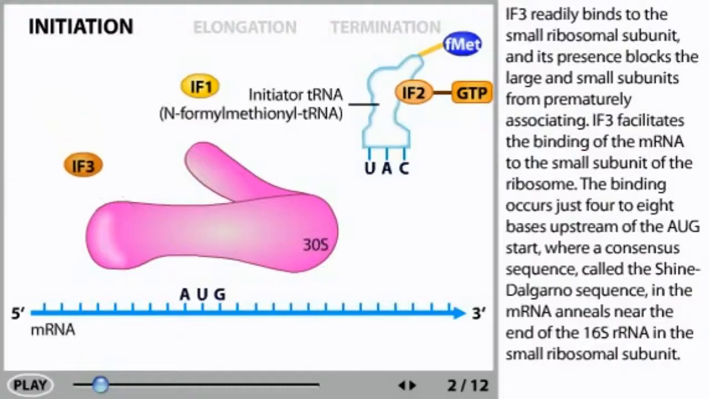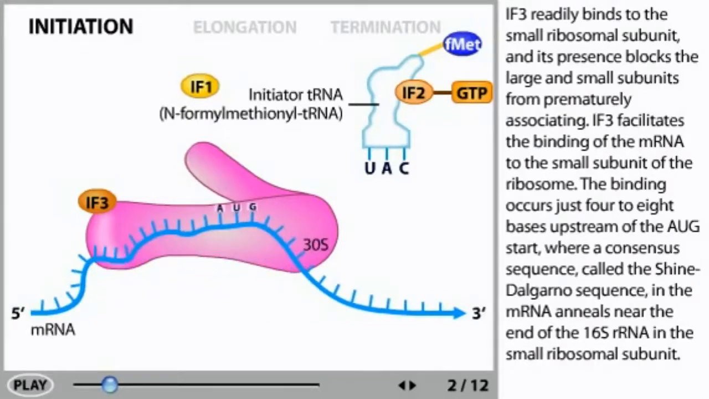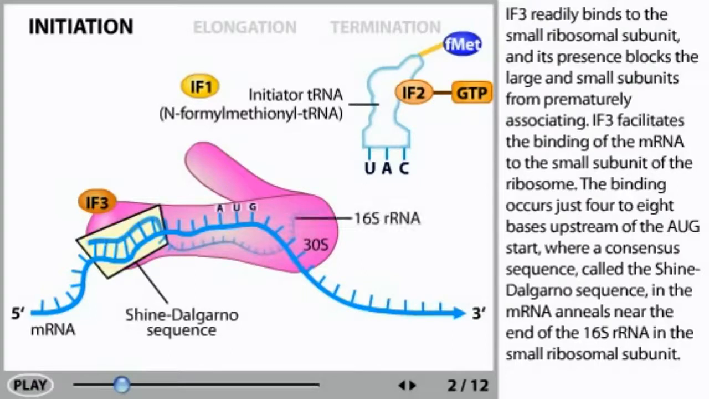IF3 readily binds to the small ribosomal subunit, and its presence blocks the large and small subunits from prematurely associating. IF3 facilitates the binding of the mRNA to the small subunit of the ribosome. The binding occurs just 4 to 8 bases upstream of the AUG start, where a consensus sequence called the Shine-Dalgarno sequence in the mRNA anneals near the end of the 16S ribosomal RNA in the small ribosomal subunit.